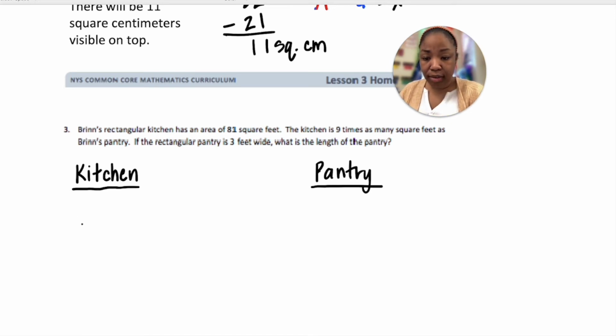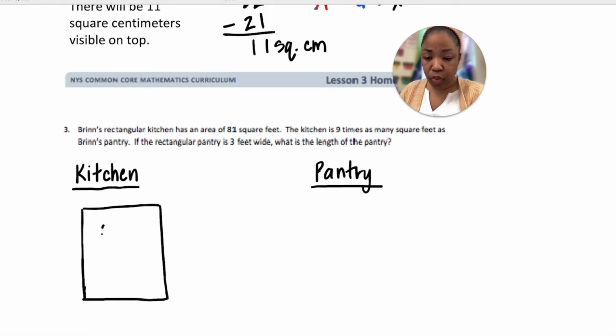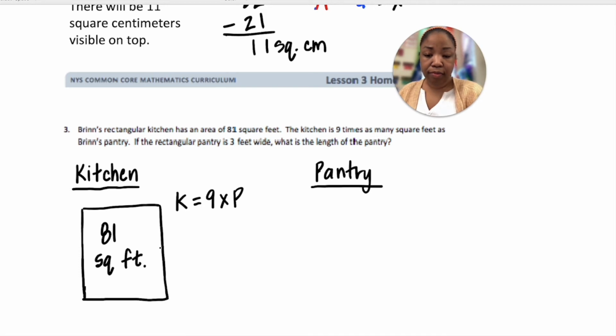The kitchen has an area of 81 square feet. They tell us that the kitchen, I'll do K for kitchen, is, and equal for is, 9 times as many square feet as the pantry. Let's do the pantry for a P for pantry.